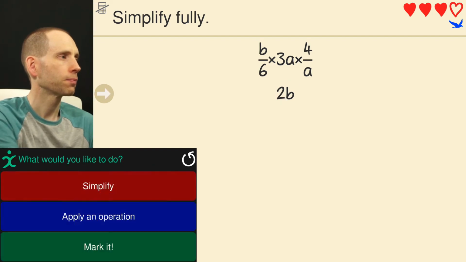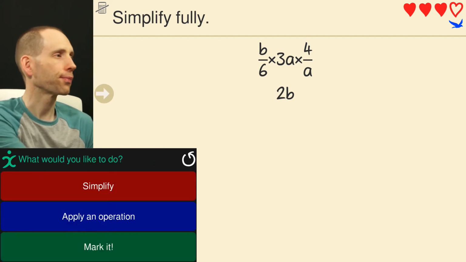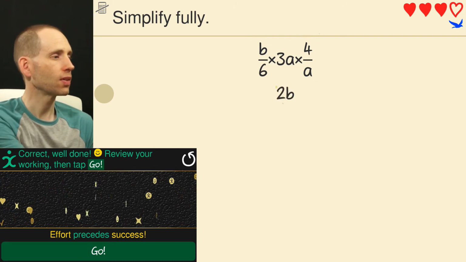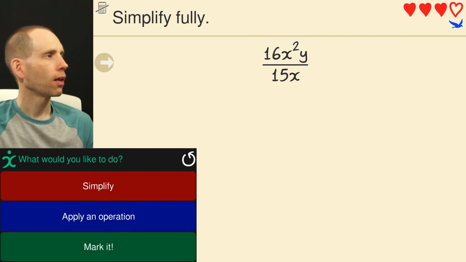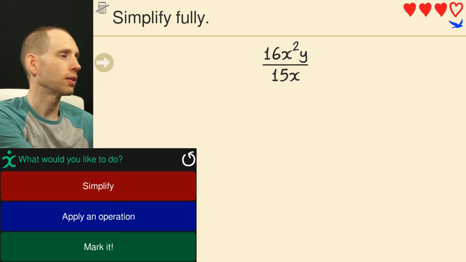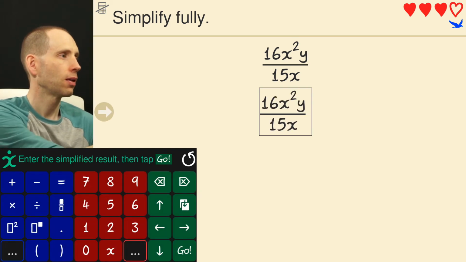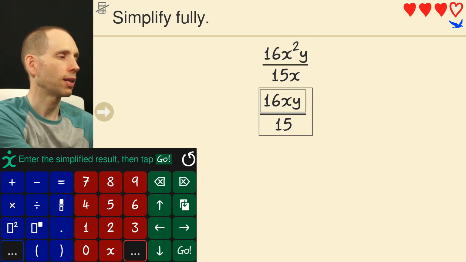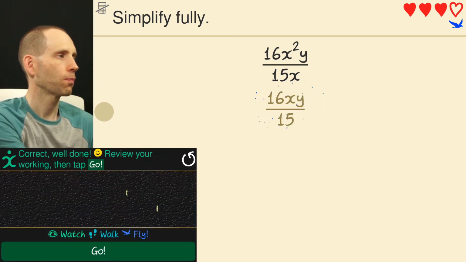So the answer is 2b. Okay, so 16 over 15 isn't going to simplify any, but x squared over x will. So let's paste that one, and x divided by x squared will leave me with just an x in the top. There we go.